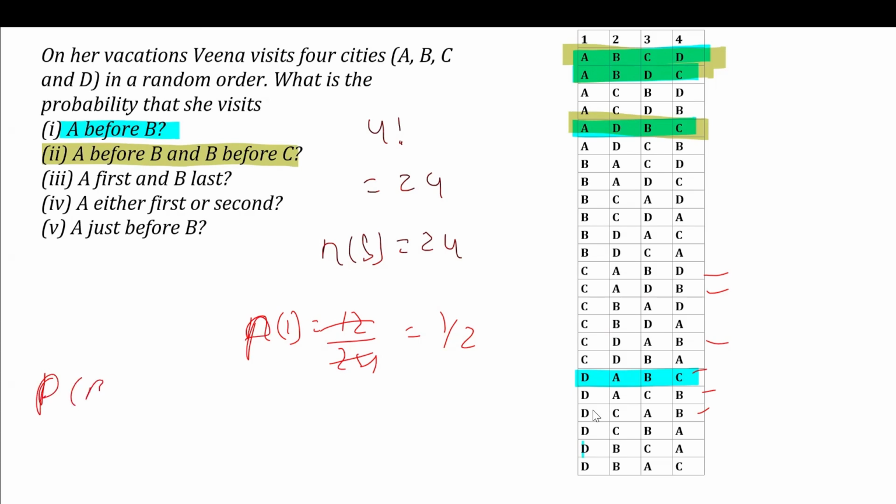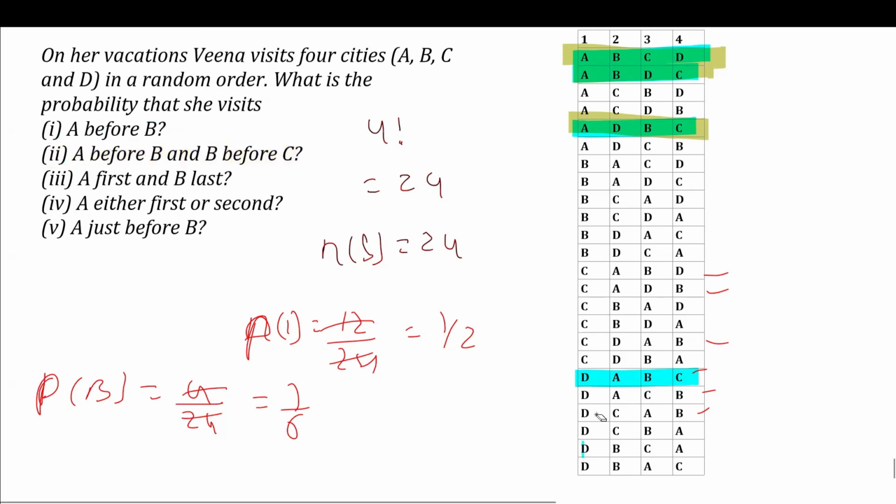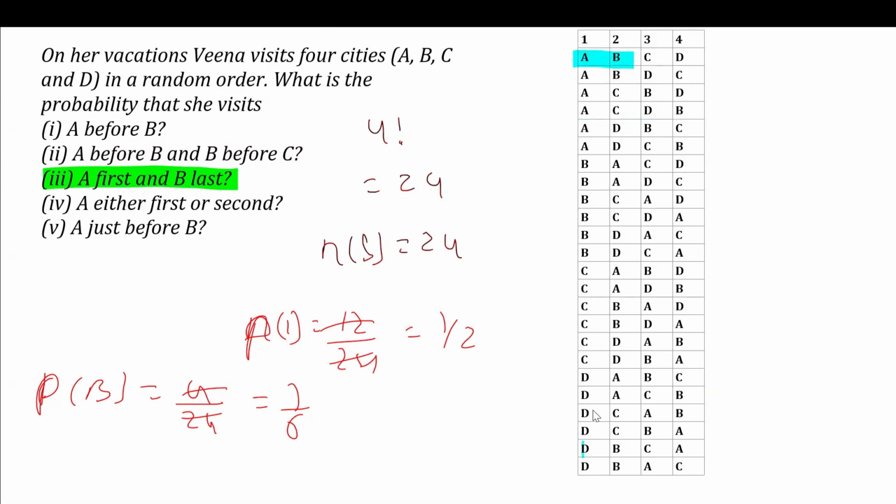The probability for the next case is going to be how much? 4 over 24. That results to give you 1 over 6. Right. Let me see. Similarly, A first and B last. That's easy to get. Once you make this table, you can very easily say it. A first and B last.